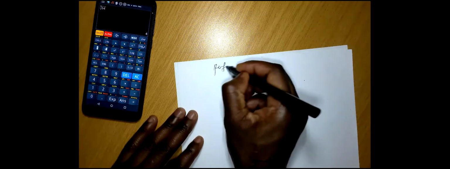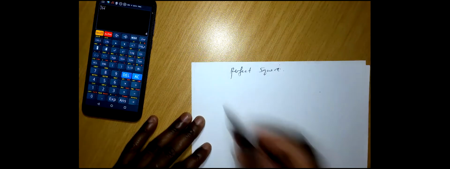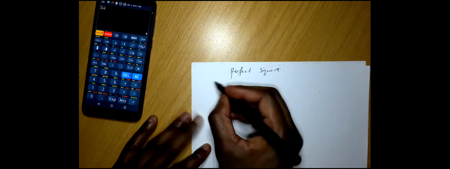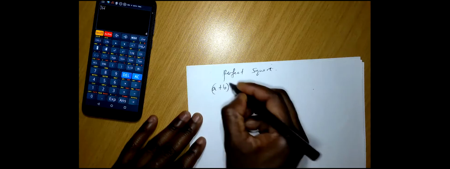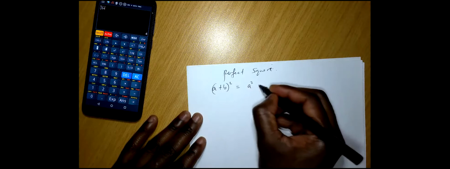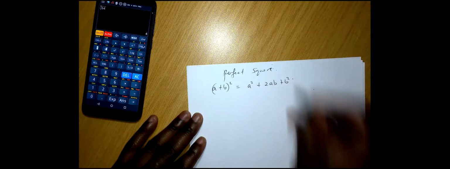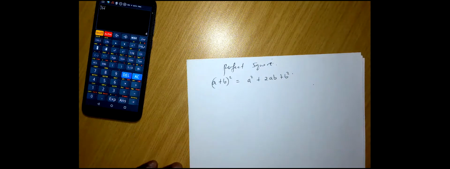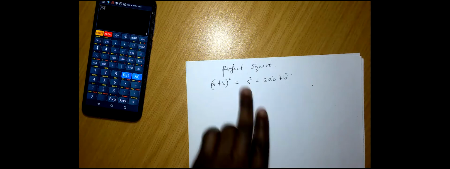Now let's get to perfect square. When I talk about a perfect square, it is a plus b squared. It's a squared plus 2ab plus b squared. That's a perfect square.